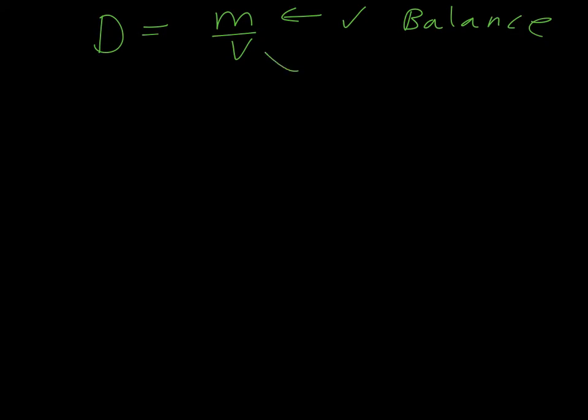Okay, quick review. Density, remember, is mass divided by volume. So to determine the density of an object, we need to know its mass, which we can establish very easily using a balance. And then we need to know the volume. And the volume is what we're focusing on in today's experiment by using water displacement.